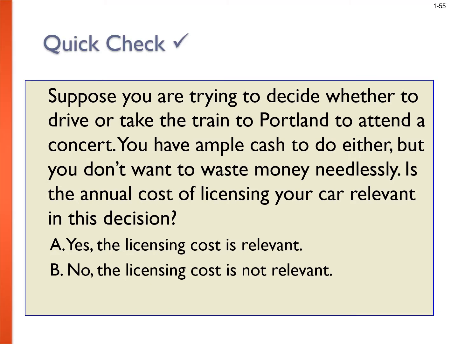Suppose you're trying to decide whether to drive to attend a concert. You have ample cash to do either, but you don't want to waste money needlessly. Is the annual cost of licensing your car relevant in this decision? No, because you're going to use it for more than going to the concert. That's a sunk cost.